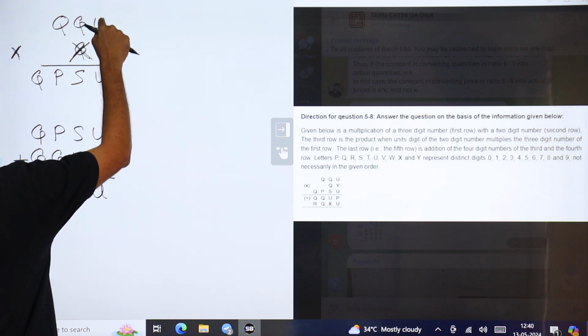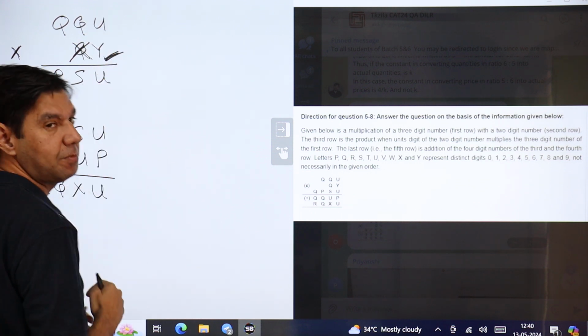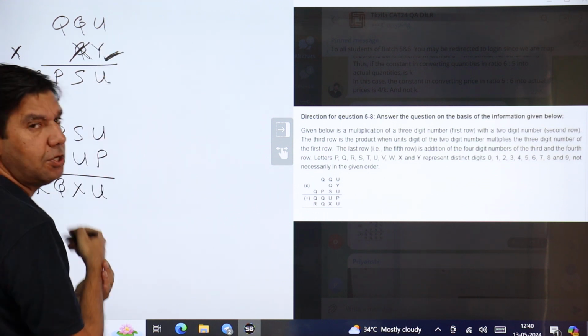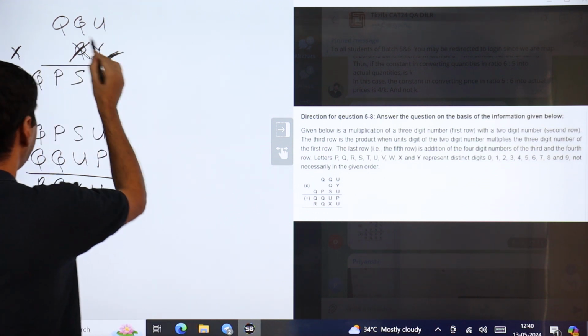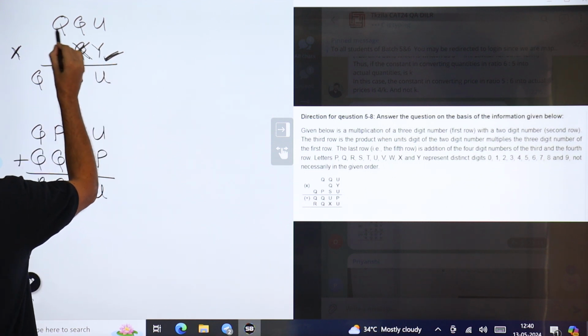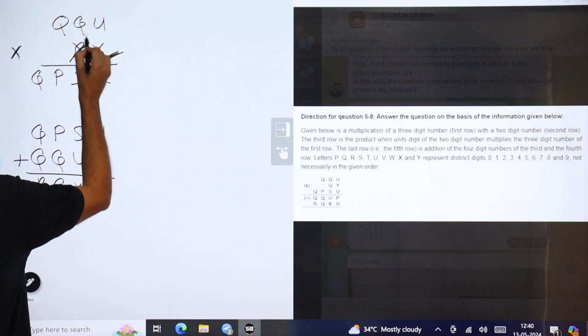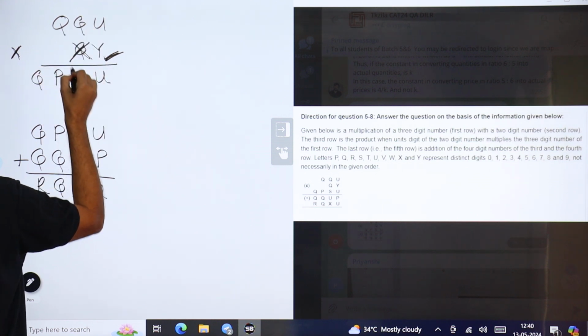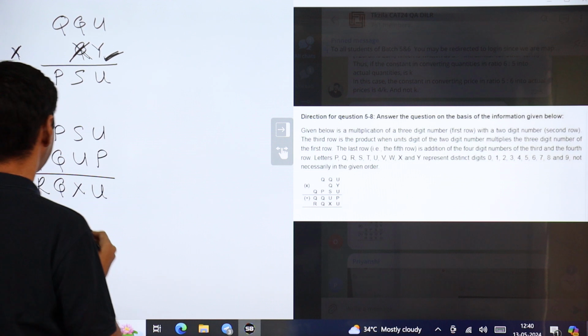And Y will be odd. 5 into any odd number is going to end in 5 itself. Or could I have a 0 also? 0 into anything is going to be 0. So there are quite a few possibilities, and you can't do much. And then you notice a QQ. So there's some carry forward most probably, and then it's a 4-digit number. As I said, you can't make much sense here.